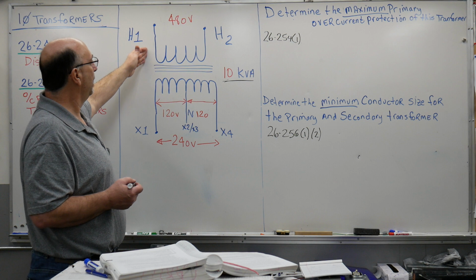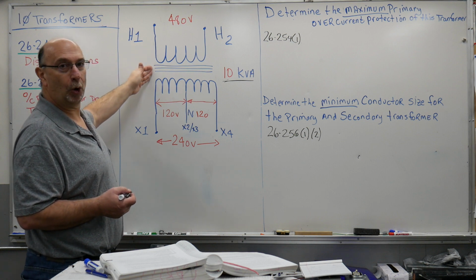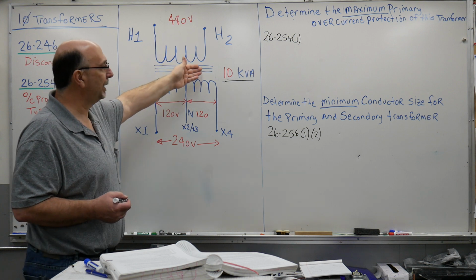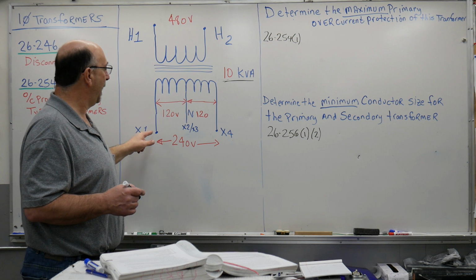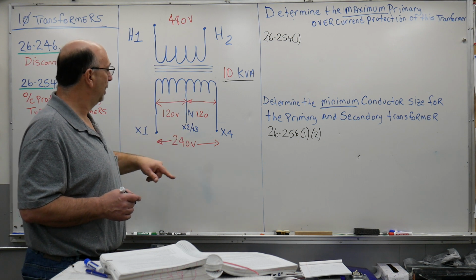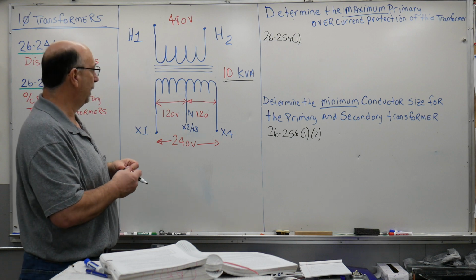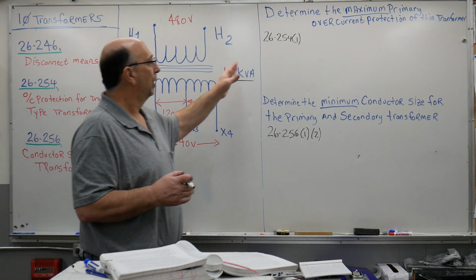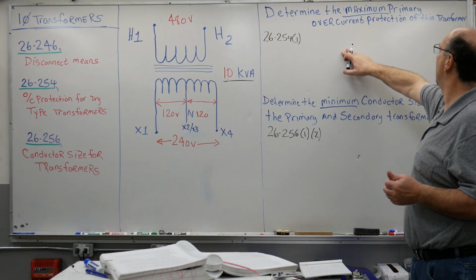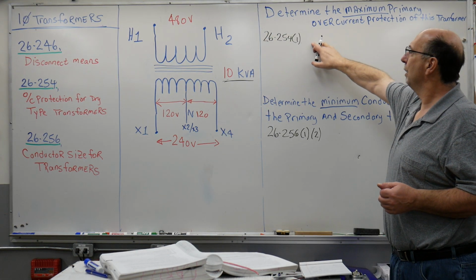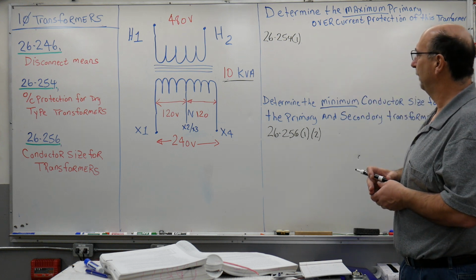So as you can see here, we've got one common primary winding with an iron core. That's what this symbol represents, the laminated iron core, and a center tap 120/240 volt secondary. So to determine the maximum primary overcurrent protection of this transformer, we are going to use Rule 26-254, Sub-Rule 1.